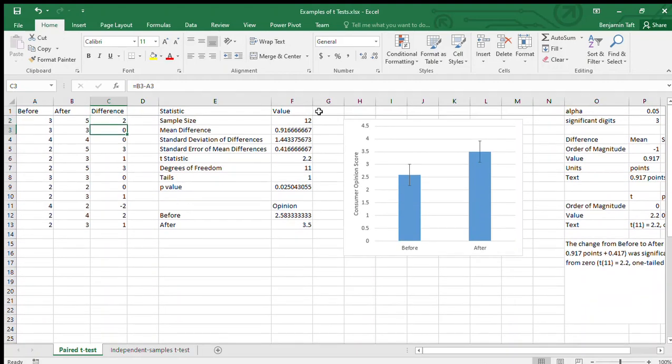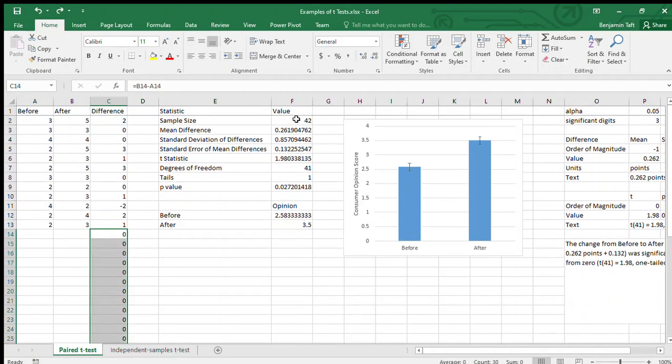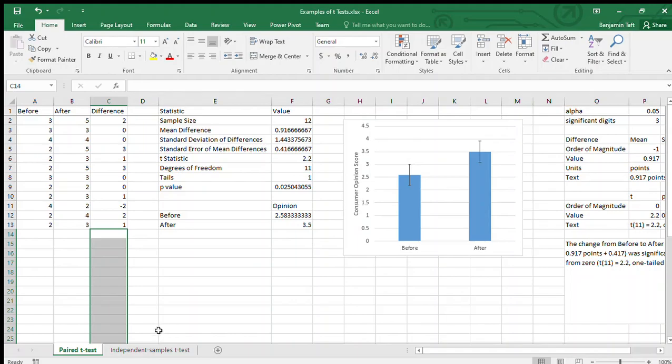So now the sample size is correct, whereas before it wasn't correct, right? So we want to get rid of those. Good, then it works it out correctly.